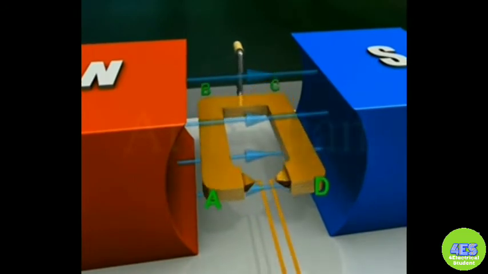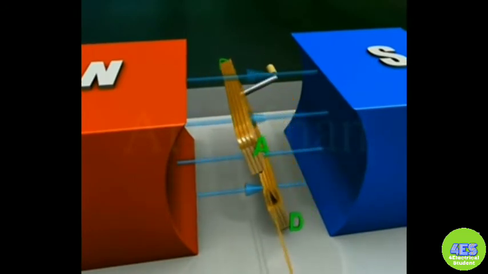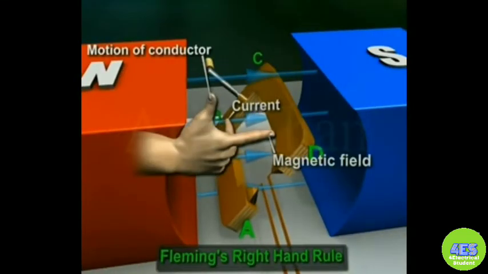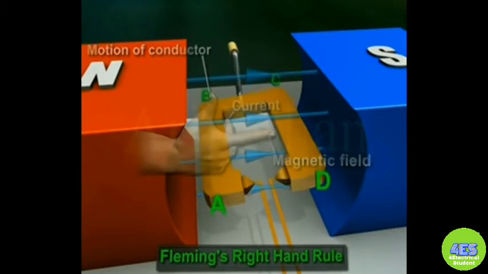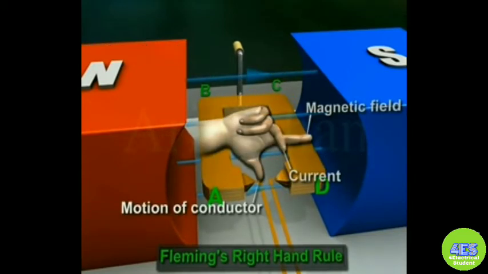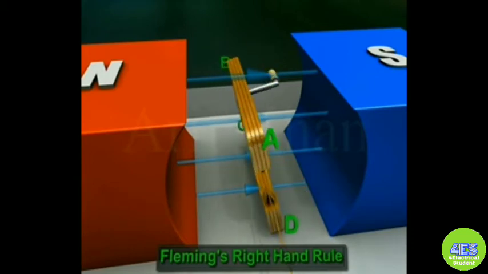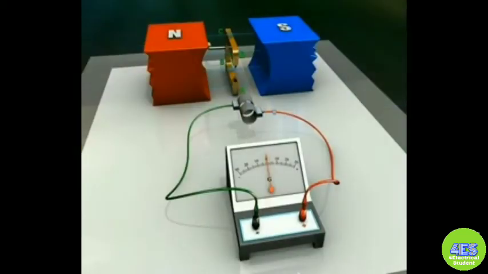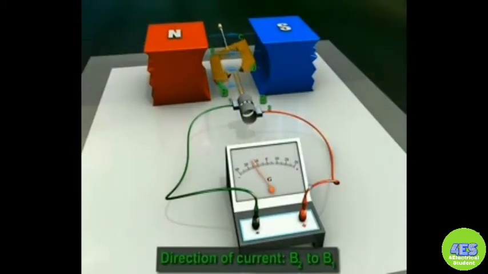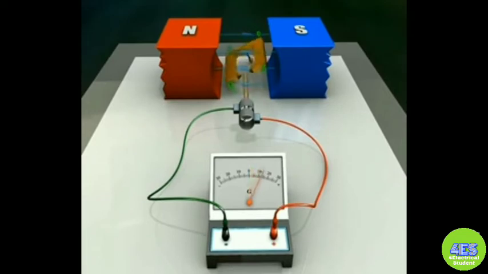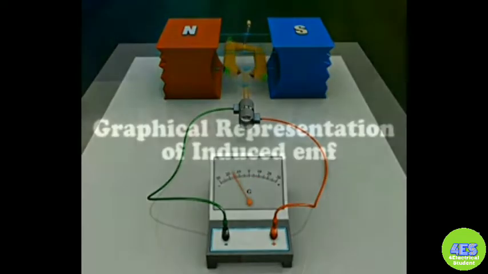Now during the next half rotation, arm AB moves up while arm CD moves down. Again, by Fleming's right hand rule, the current will flow in the direction ABCD, that is, B2 to B1 through the galvanometer. Thus, the induced current changes its direction every half rotation.